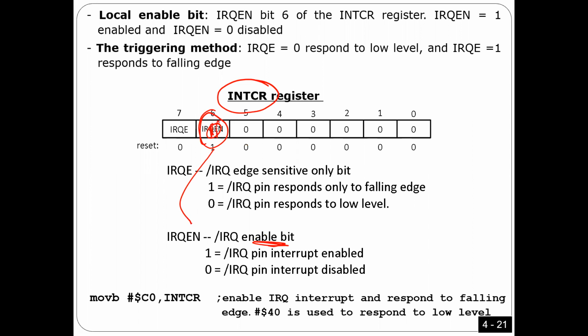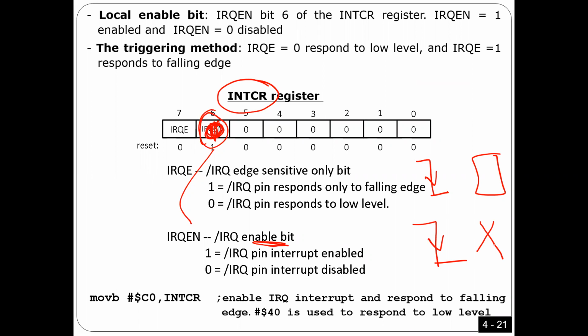Very simple. If I put one, that means every time there is a falling edge, I'm gonna execute a subroutine because it is enabled. But if you put zero here and disable IRQ interrupts, that means if a falling edge comes, we are not going to execute a subroutine because it is disabled. Anyway, so this is number one.